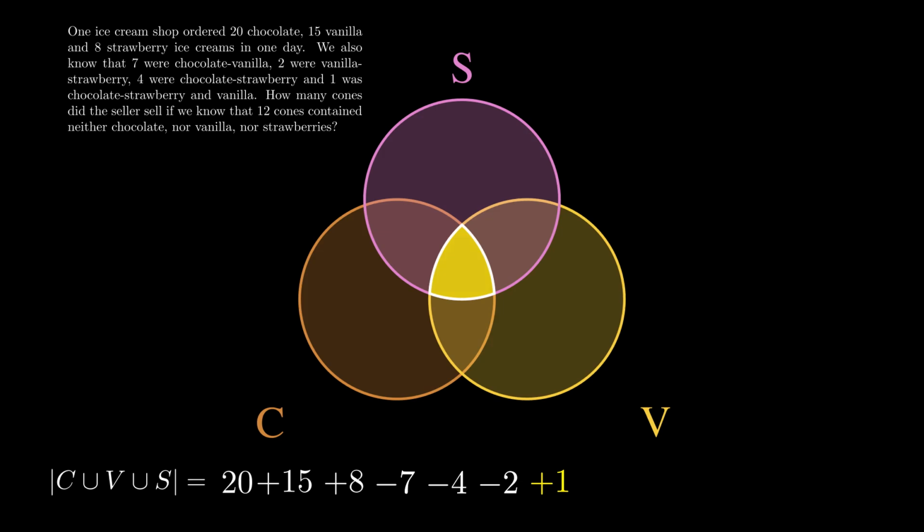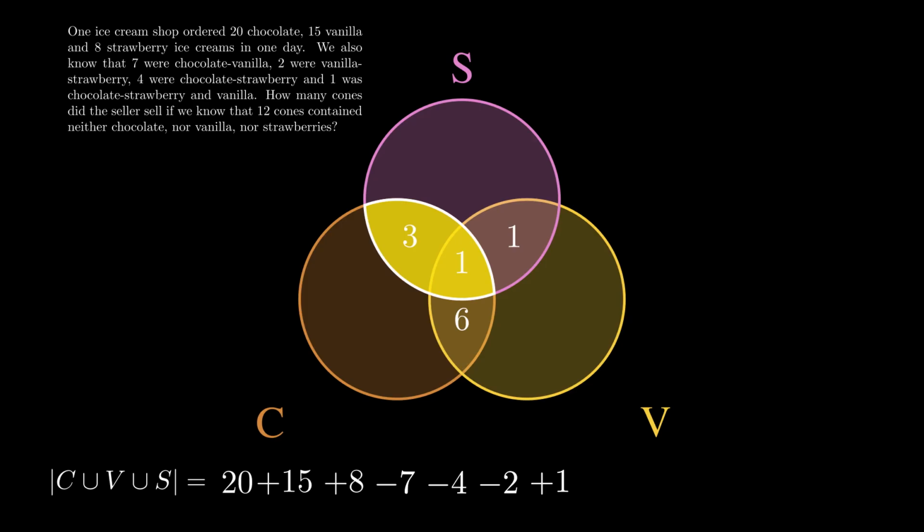Let's see how to fill in the 3 sets and their intersections. It's important to always work from the inside out. We know that there is 1 element in the intersection of all 3 sets. In the chocolate-vanilla intersection, there must be 7 elements, but 1 is in the common intersection. So, 6 remain outside. In the vanilla-strawberry intersection, there must be 2 elements. 1 remains outside since 1 is in the common intersection. In the chocolate-strawberry intersection, there must be 4 elements. Since 1 is in the common intersection, 3 remain outside.